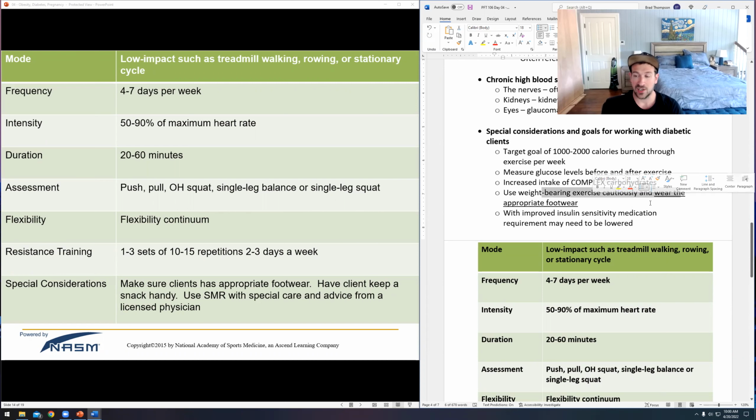make sure you're using it cautiously, always pay attention and encourage them to wear the appropriate stuff, moisture wicking socks, shoes with a wide toe box, things like that.